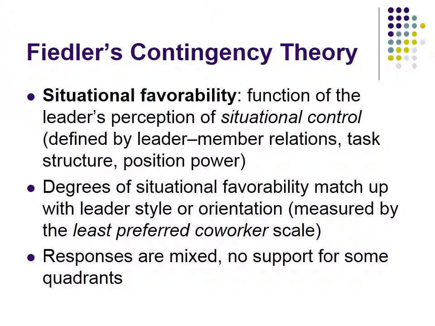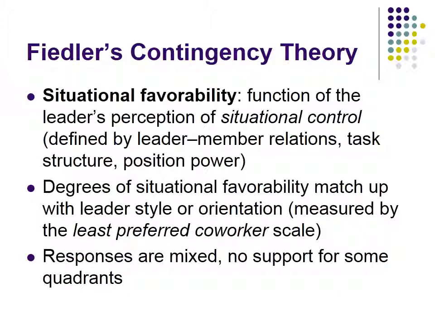So Fiedler's contingency theory looks at situational favorability, which is a function of a leader's perception of situational control. This is defined by the leader-member relations, the task structure, and the position power. The idea here is that the first thing you want to get an idea of, if you're going to determine whether someone's going to be an effective leader, is what kind of relationships that leader has. How much task structure is there to begin with?